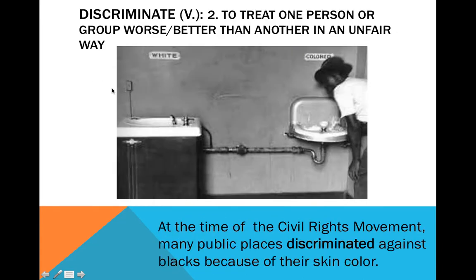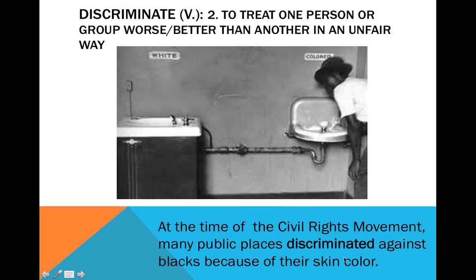Okay, discriminate. Let's go over the second definition. Wrong slideshow. Let's go to the second definition. Discriminate in this case means to treat one person or group worse or better than another in an unfair way. Let's look at an example. At the time of the civil rights movement, many public places discriminated against blacks because of their skin color.